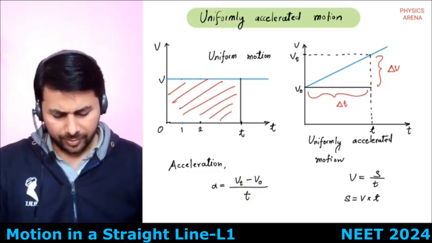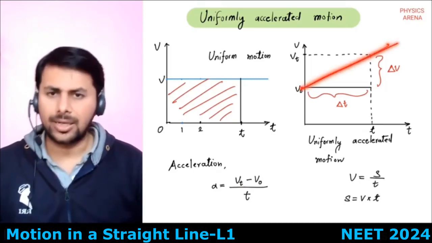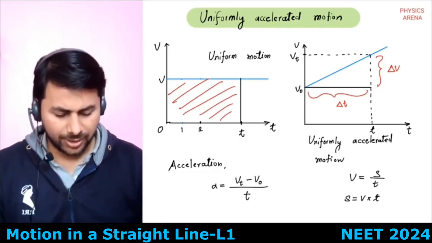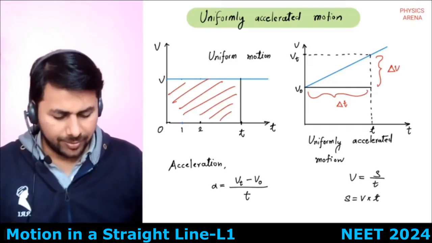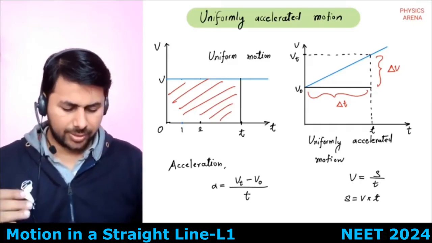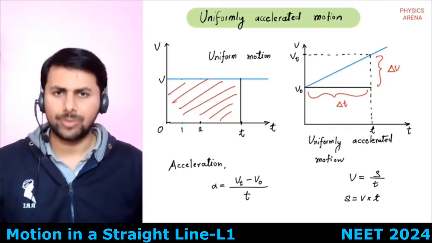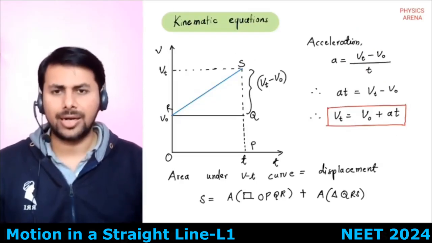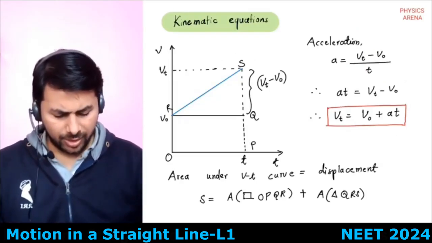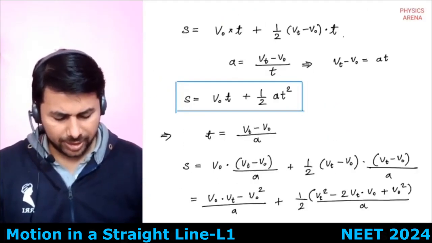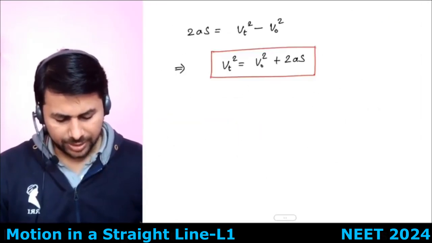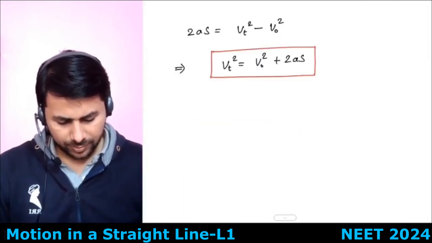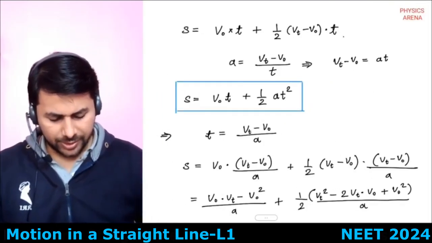Now we have to remember the graph will look like this. This is for uniformly accelerated motion. This is the velocity versus time graph. And we have to remember the equations of motion for uniformly accelerated motion. They are known as kinematic equations of motion. Here I have derived them, the 3 equations. We just have to remember them. No need to care about the derivations. So what are those 3 equations?